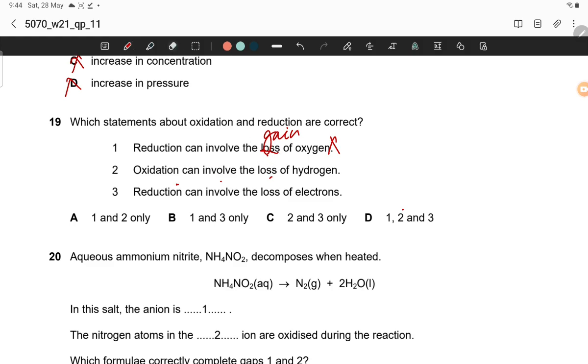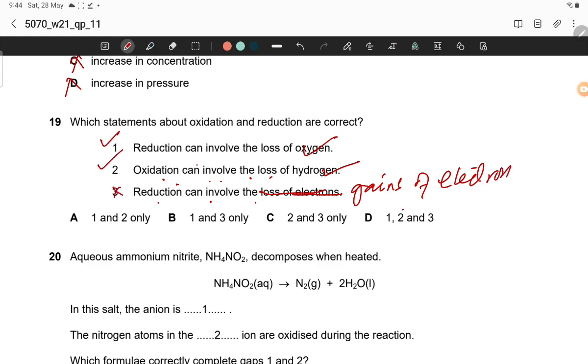Okay, loss of oxygen, not loss of electron. Reduction can involve the loss of oxygen. Yes, this is correct. Oxidation can involve the loss of hydrogen. This is also correct. Reduction can involve the loss of electrons. No, this is not loss of electron, this is gain of electrons. So this statement is incorrect. 1 and 2 are correct.